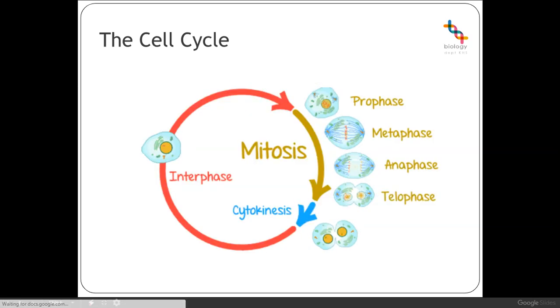At the end of G2, our cells are going to enter the mitotic phase, which is split into the stages of mitosis and also a second final stage called cytokinesis. And we need to look at the stages of mitosis in detail just now to have a little look at what's happening in each one of those individual phases. So to begin with, we're going to start off with looking at prophase, which is our initial section of mitosis.